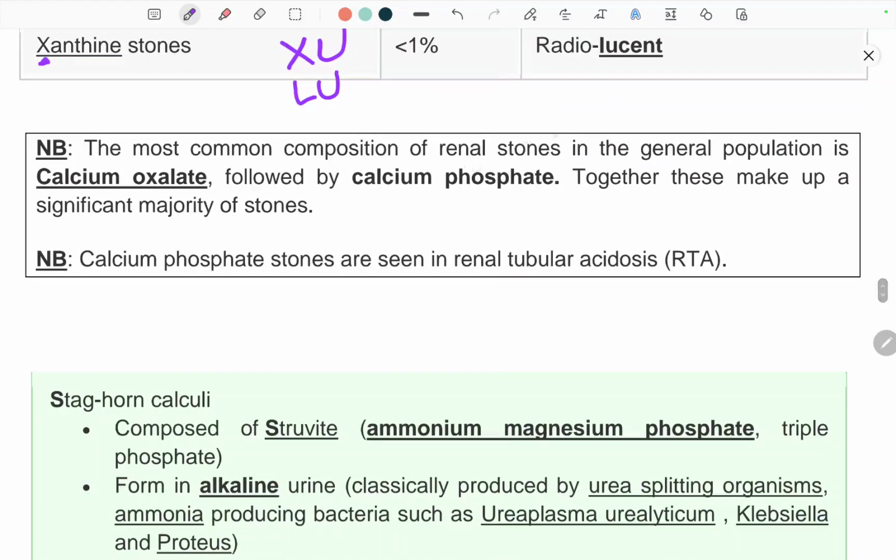The most common composition of renal stone in the general population is calcium oxalate, followed by calcium phosphate. Together, these make up a significant majority of stones. Calcium phosphate stones occur in renal tubular acidosis.